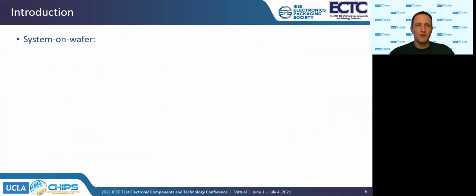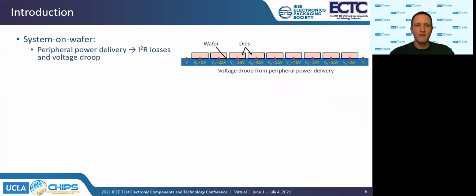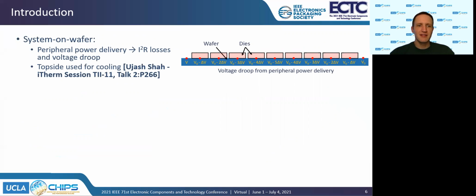Next, for a system on wafer, delivering power to the periphery of a wafer results in I²R power losses and voltage droop, as depicted in the figure to the right. Cooling a system on wafer requires the usage of the full area of one side of the wafer, typically the die side. For further information on cooling wafer-scale systems, I would like to direct the viewer to a talk given by my colleague Josh Shaw, which was given at this year's iTherm conference.